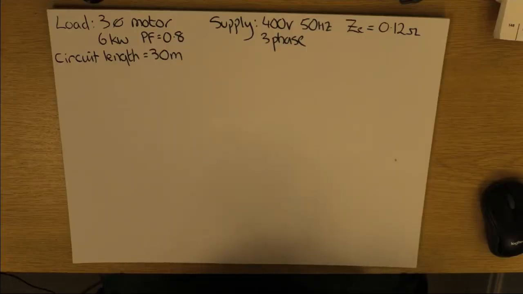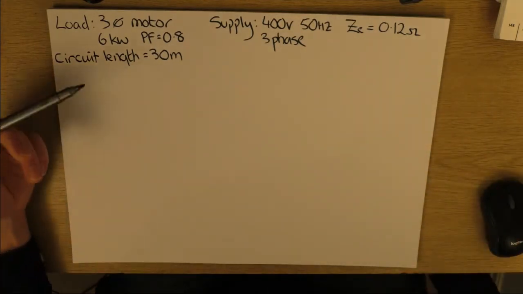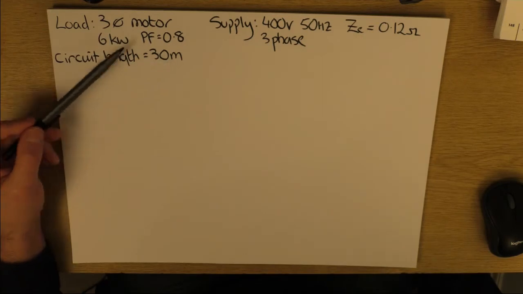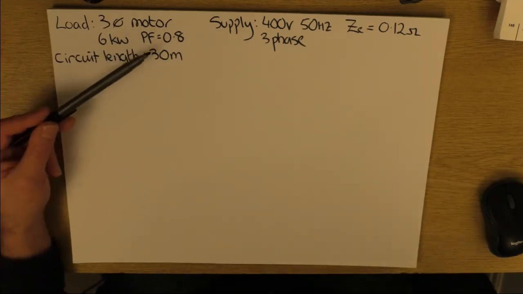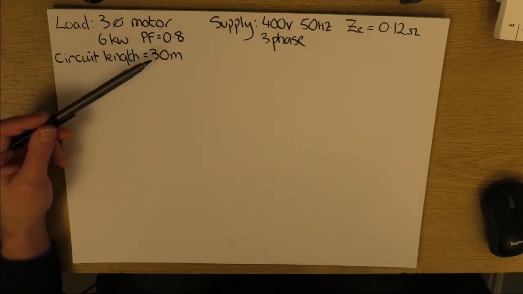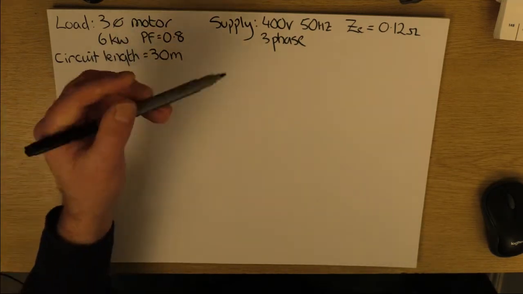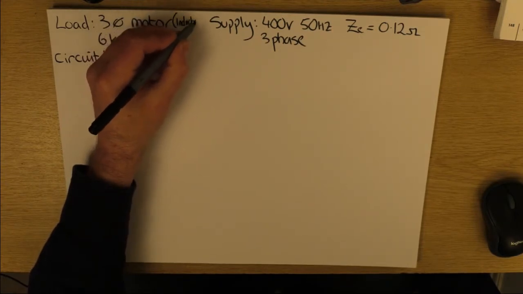Righto, so where do we start? Well, let's just remind ourselves what we're calculating here. So our load is a three-phase motor, 6 kilowatt, and it's got a power factor of 0.8. So not quite perfect, producing a bit of reactance as you'd expect. It's an induction motor. I didn't state that, but it is.